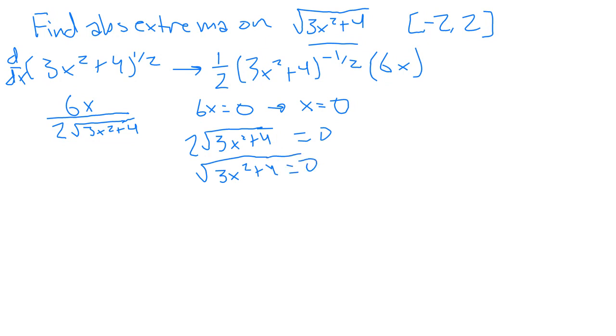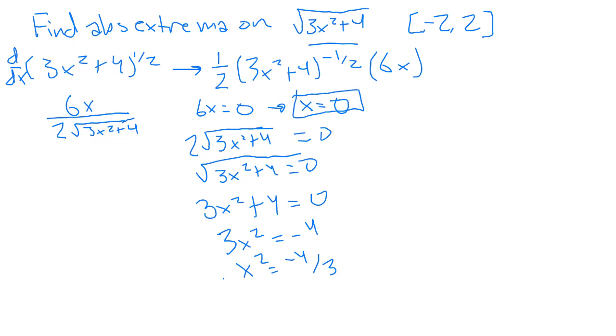We can square both sides to get 3x squared plus 4 equals 0. Now we can keep moving. We get 3x squared equals -4. Divide by 3 to get x squared equals -4/3. Now the problem is if we take the square root, we're going to get the square root of a negative, so we're not going to get any critical points where the derivative does not exist. So our only critical point is going to be at x equals 0.